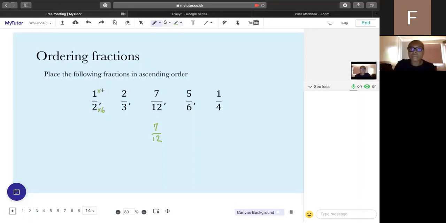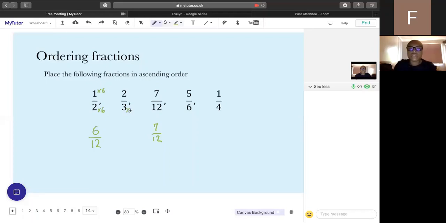So I'm going to multiply my top number, my numerator, 1 by 6 as well. So I'm going to get 6 over 12. So that's the equivalent fraction to a half, 6 over 12. So now I've got another number with 12 as a denominator. I'm going to do the same thing for the next one.